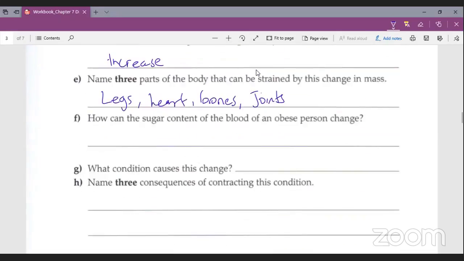So how can the sugar content of the blood of an obese person change? The sugar content would increase. Thank you very much. It can increase or it can rise. What condition caused the change? Yeah, it's caused by diabetes 2.